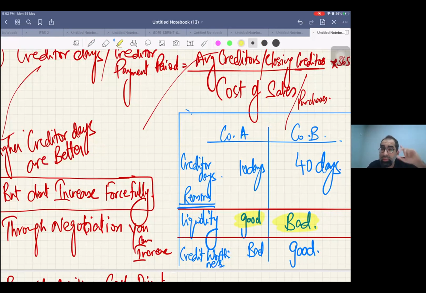Okay, so this is the one picture. This is the first interpretation, that liquidity of company A is better than liquidity of company B. Okay, now the second interpretation.